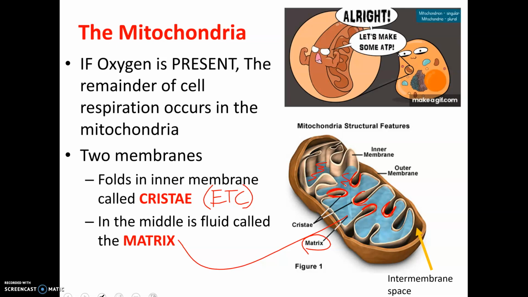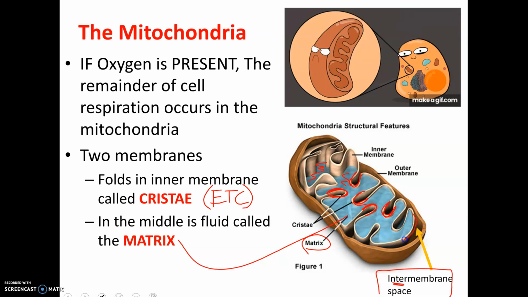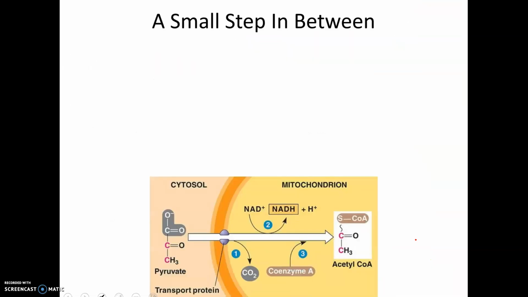Now, there's also a space in between the two membranes called the intermembrane space, inter meaning between. So you have the inner membrane, which contains the cristae, folds, the outer membrane here, and then the space between them, which is the intermembrane space. And all three of those are actually going to be important in the remainder of cell respiration. So, now, there technically are three steps in cell respiration we talked about. Glycolysis, this is for aerobic, glycolysis, the Krebs cycle, and then the ETC, the electron transport chain.